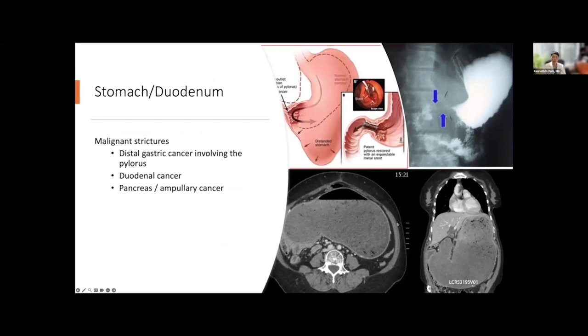So these are some of the more common causes: distal gastric cancers along the pylorus, duodenal cancers, which are a little bit more rare, and then pancreatic tumors. We've seen those a lot, especially the head cancers, the uncinate cancers that grow and cause blockage and impeding of luminal flow, not just biliary, but also luminal flow.